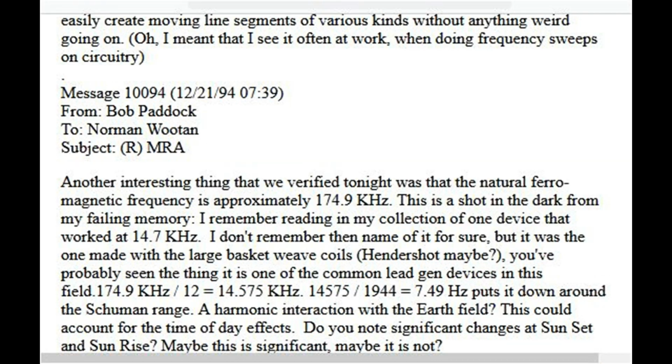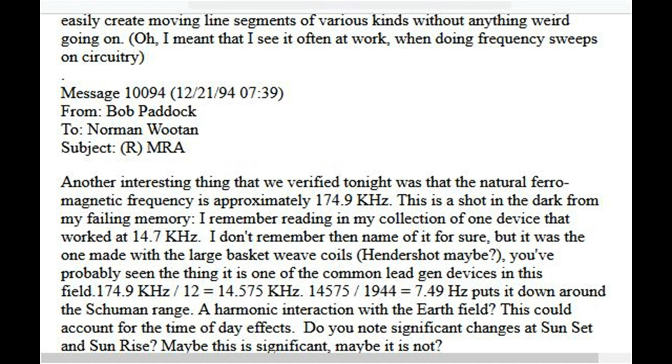Message 10094, December 21st, 94, 7:39. From Bob Paddock. To Norman Wooten. Subject, MRA. Another interesting thing that we verified tonight was that the natural ferromagnetic frequency is approximately 174.9 kHz. This is a shot in the dark from my failing memory. I remember reading in my collection of one device that worked at 14.7 kHz.